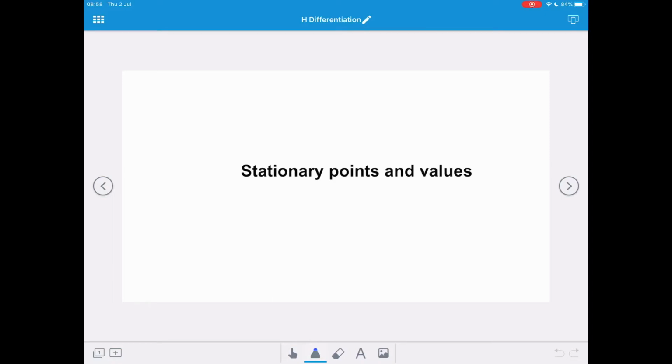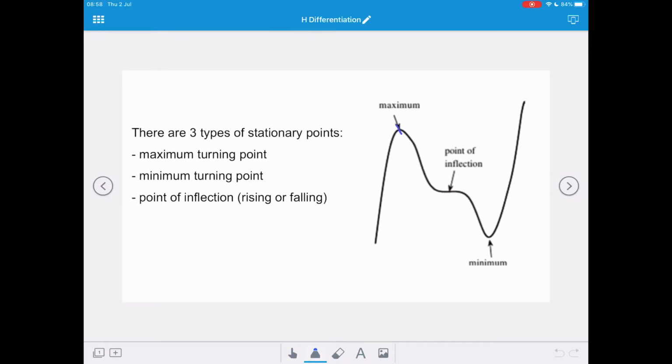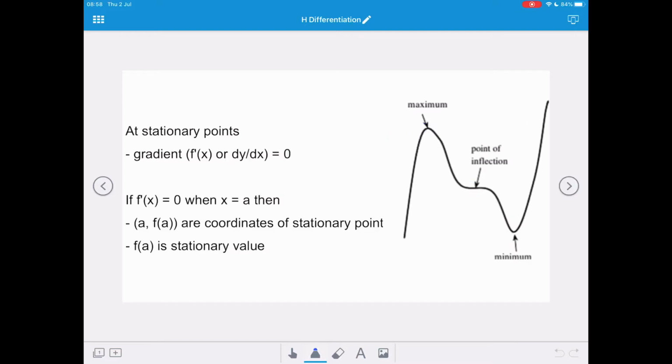This video looks at stationary points and the values of those stationary points. So there are three types of stationary points: a maximum stationary point, a minimum stationary point, and a point of inflection that is falling in the diagram shown, but you can also have a rising point of inflection where the gradient goes from positive through the stationary point and has a positive gradient on the other side.